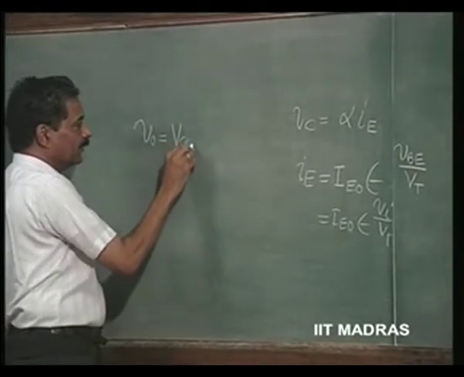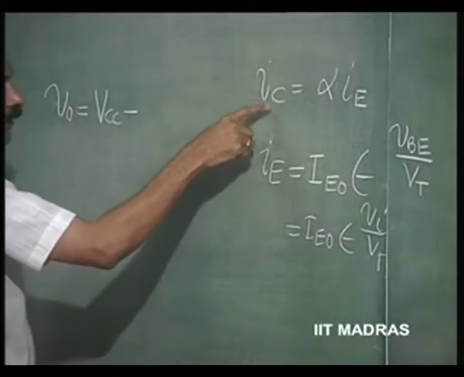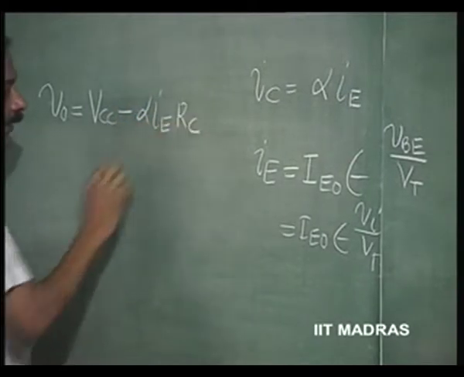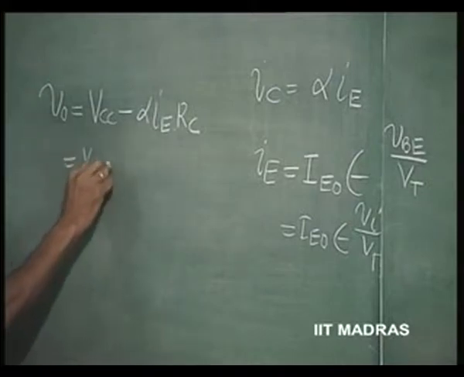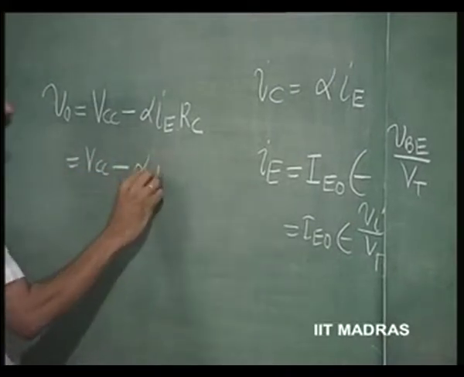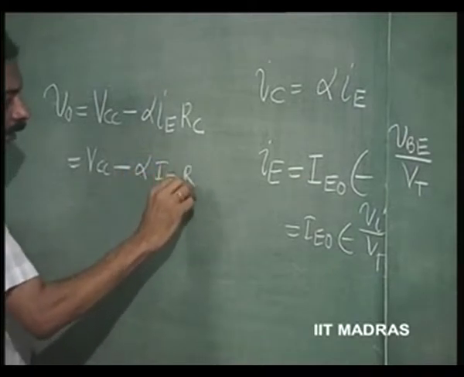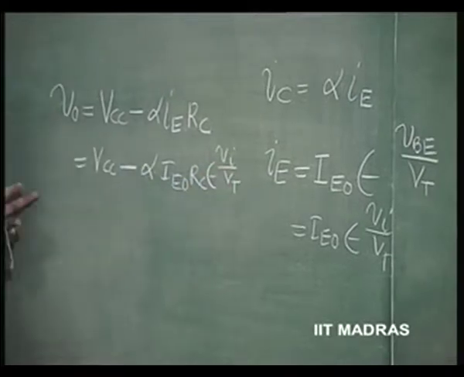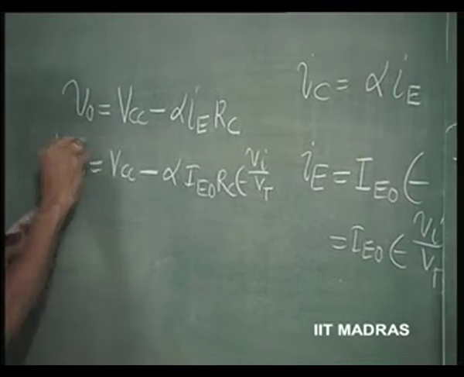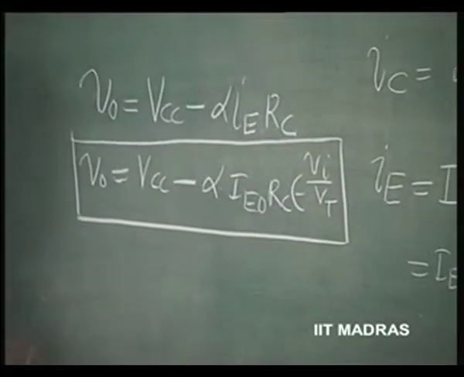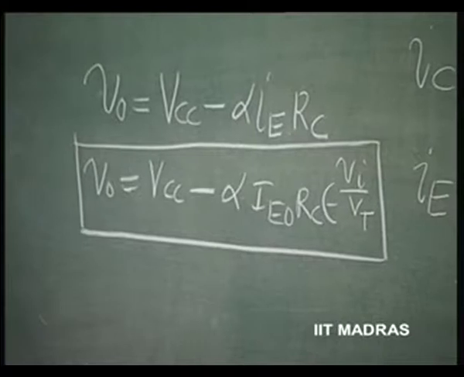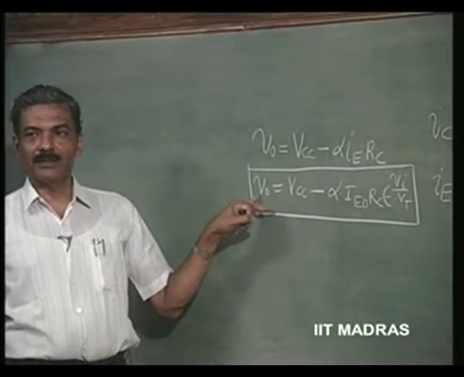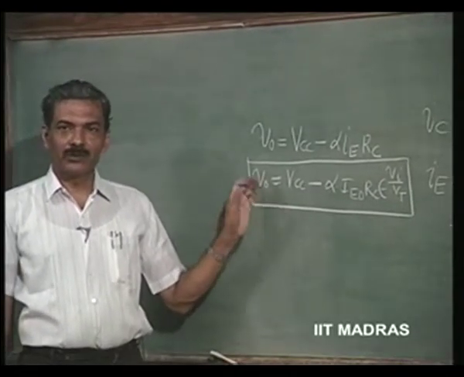Now, substituting all these together, we get V naught equals VCC, a constant voltage, minus IC times RC. IC is equal to alpha IE, so V naught is VCC minus alpha IE naught RC exponent VI by VT. This is where we had stopped. This is the nonlinear relationship between the input voltage at any instant of time and the output voltage at that instant of time. So, this is valid all the time.